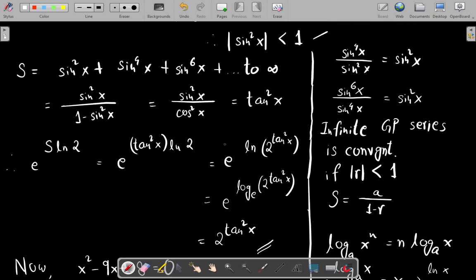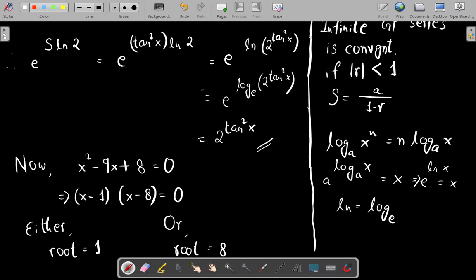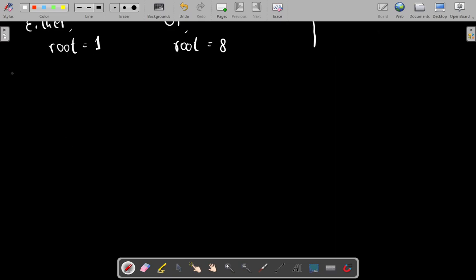Now we are given that this value, e to the power this sum, is a root of the equation. So this value converges to 2 to the power tan square x, right? So this root is 2 to the power tan square x. This is equal to 1. So 1 can be written as 2 to the power 0, since anything to the power 0 is 1. Since the bases are now the same, we can equate the powers. So this will give us tan square x equal to 0.